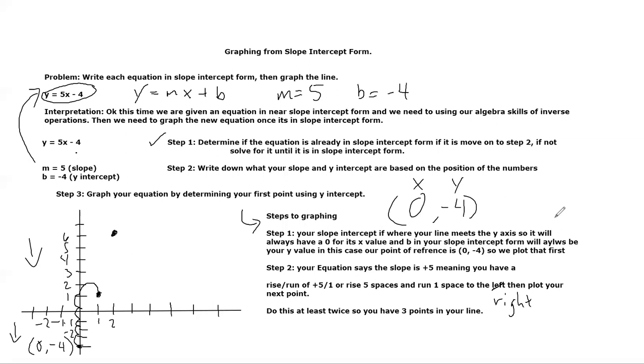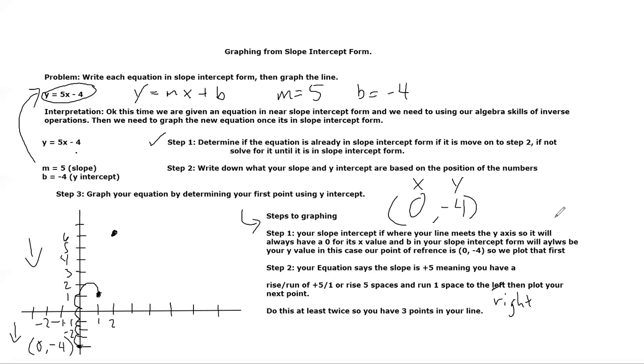If you have a negative number, instead of rising, you're going to go down by whatever the number is. You're going to go in the opposite direction, but you're still going to go to the right. The denominator is always going to run to the right. The only exception for that is if you're working backwards.